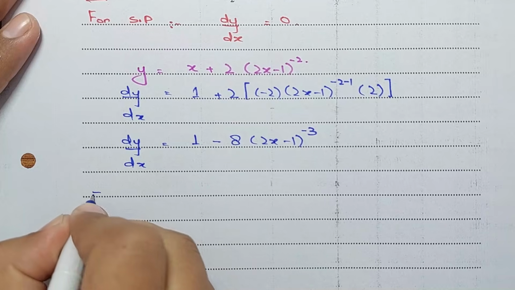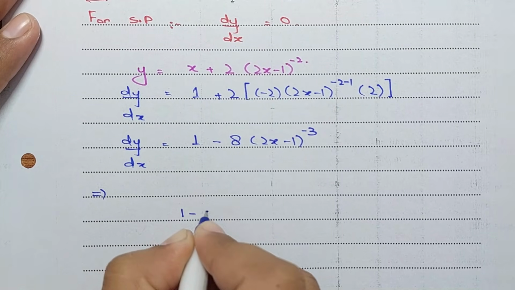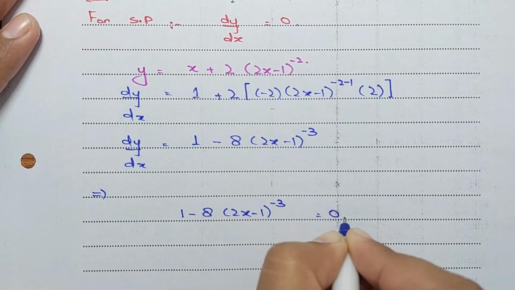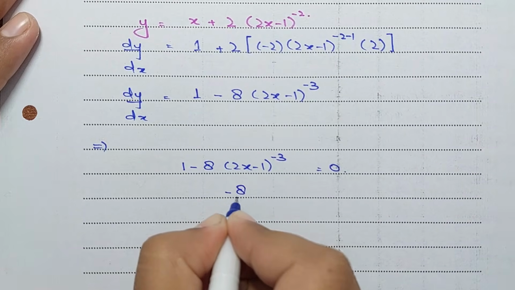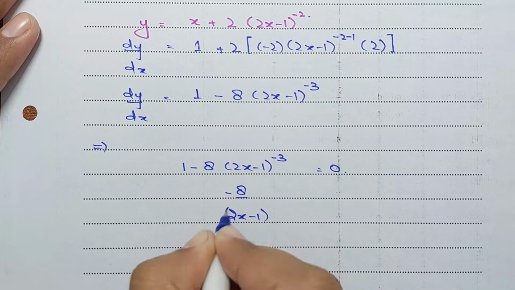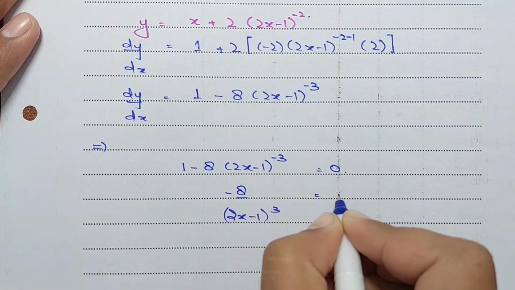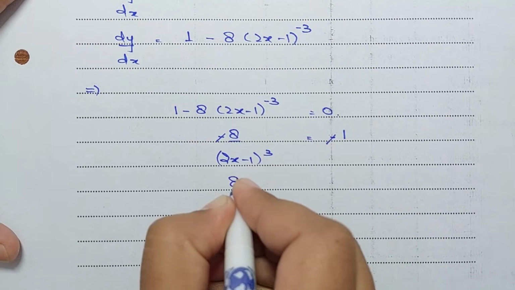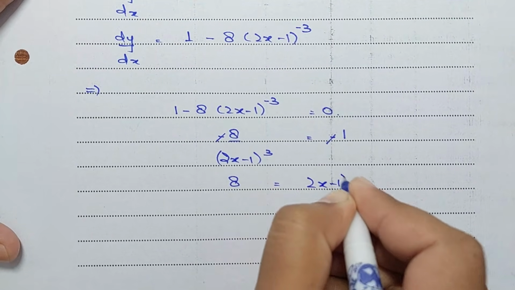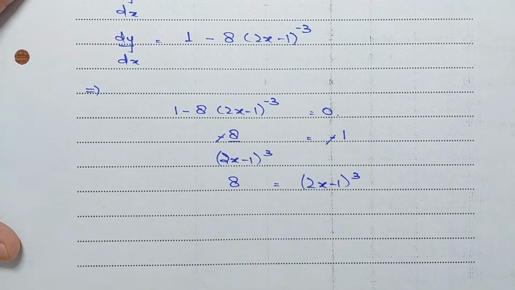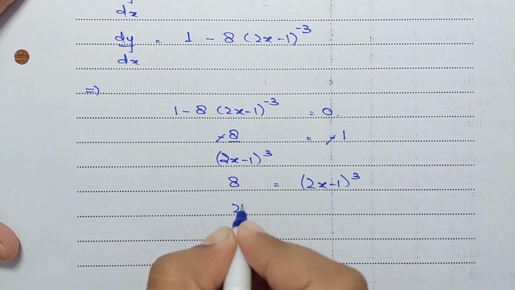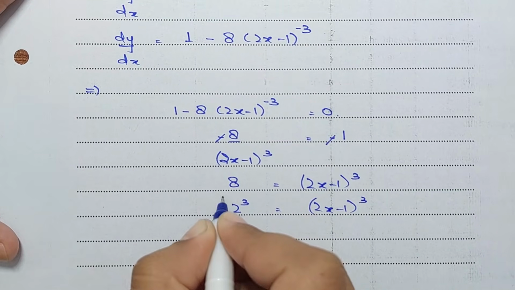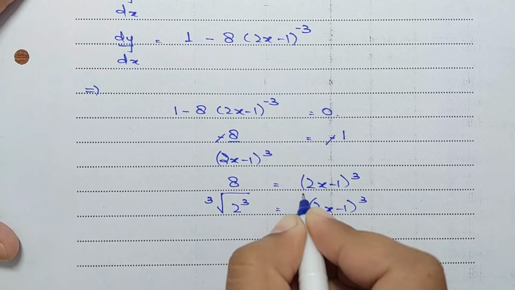Okay, now for stationary point we can say the first derivative is equals to 0. This would be equals to 0, right? Now negative 8 over 2x minus 1 whole cube would shift to 1, shift on the other side negative 1. So this negative sign cancelled with the negative sign. Cross multiplied 8 equals to 2x minus 1 whole cube. This term multiplying with 1. Okay, 8 is a cube of 2, 2 cube equals to 2x minus 1 whole cube, right? Taking a cube root on both sides.